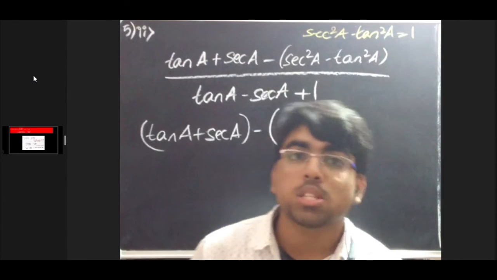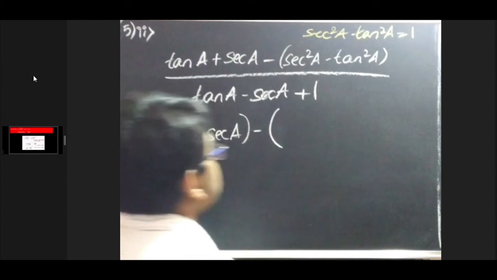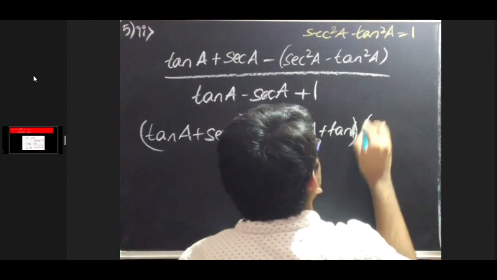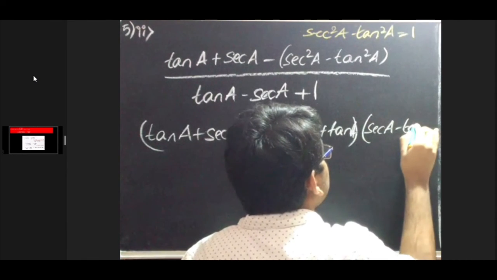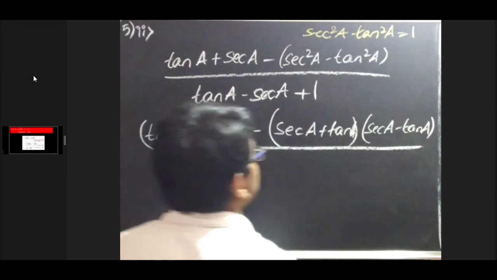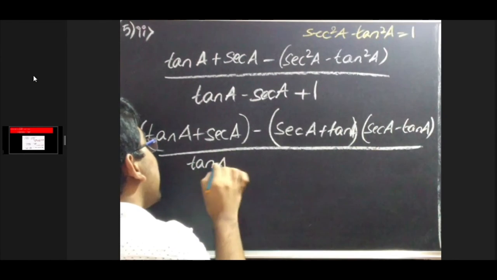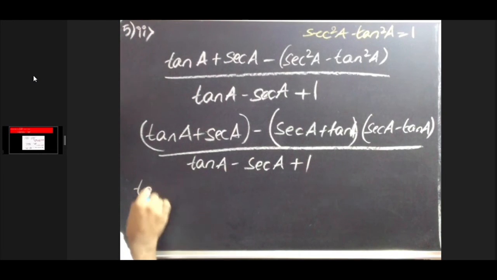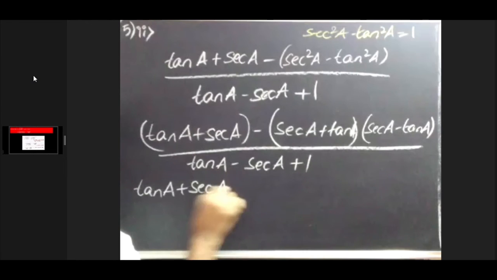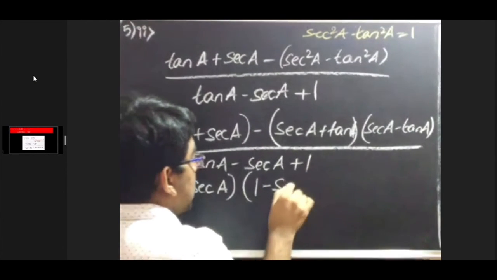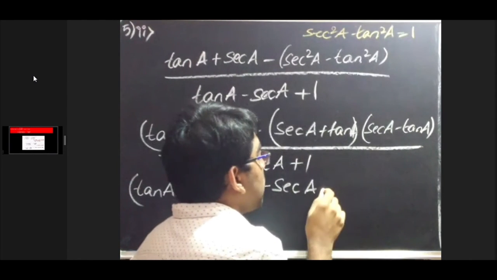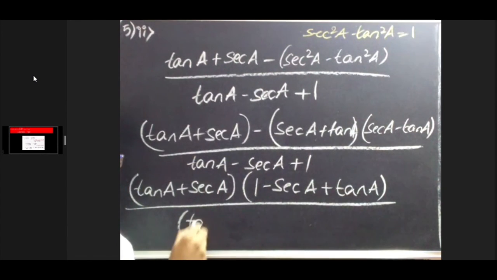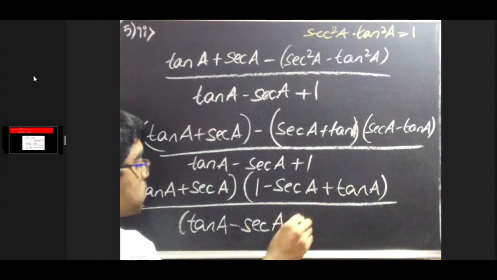Here it's in the form of A square minus B square. So A square minus B square can be written as secant A plus tan A into secant A minus tan A, divided by tan A minus secant A plus 1. In the numerator we get tan A plus secant A, into 1 minus secant A plus tan A, all divided by tan A minus secant A plus 1.